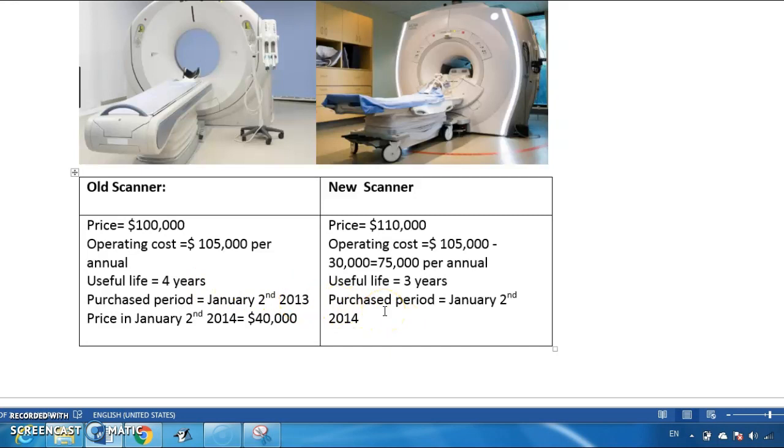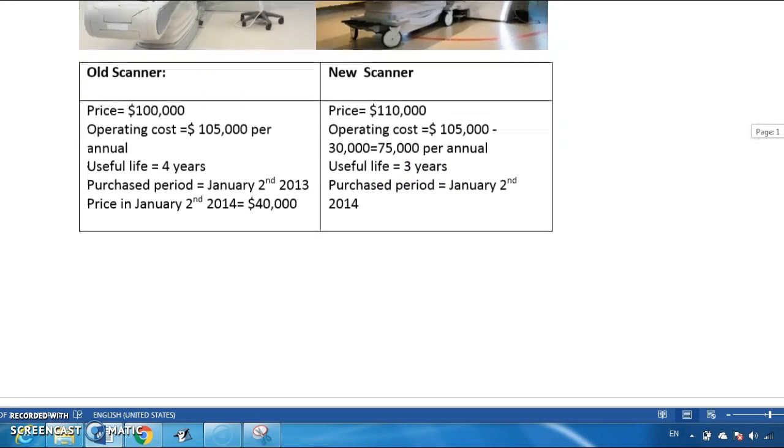That is a year after the old scanner has been purchased. If you look at the useful lives, because now we are in 2014, January 2nd, the useful life for the old one is going to be 3 years, because the first year has already passed. So now it has 3 years left, and the new one is going to have 3 years useful life. So these are the information that you need to look at.